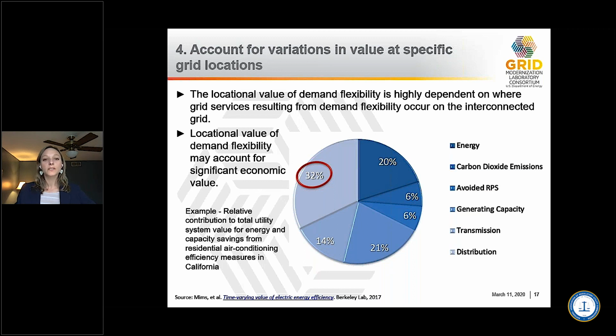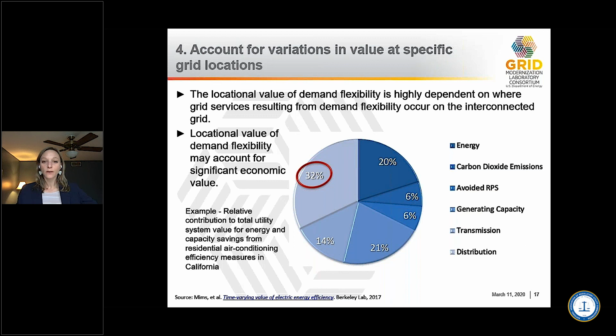This is accounting for variations in value at specific locations on the grid. And the economic value of demand flexibility that can provide grid services is very dependent on where these impacts occur on the transmission or distribution system. And this is particularly important in regions with wholesale electricity markets where market prices don't necessarily reflect distribution system locational values. Implementing enhancements to better account for locational value of savings can reveal some of the larger economic values, which is what this pie chart illustrates.